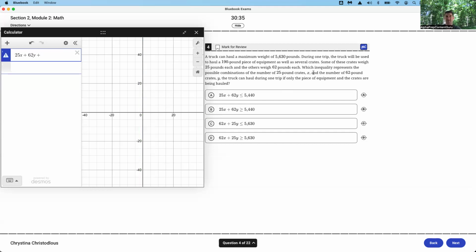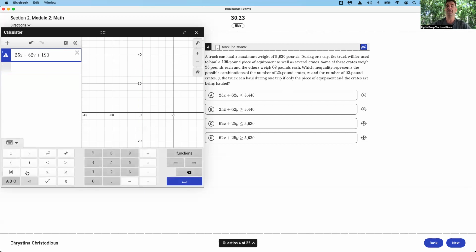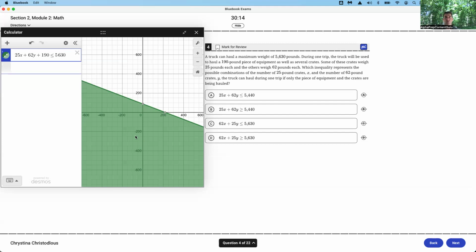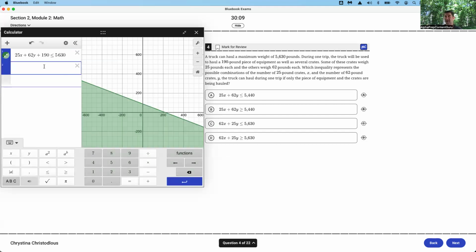and the total weight of X crates and the total weight of Y crates, plus the total weight of that 190-pound piece of equipment, has to be less than or equal to, so I'll click right here and go less than or equal to the total poundage altogether, 5630. That's it. Nothing more than that. Any point in here is going to work, but luckily for me, I can kind of see here that as I look at all the answers, I'm going to go 5630, subtracting 190 from both sides, 5440.